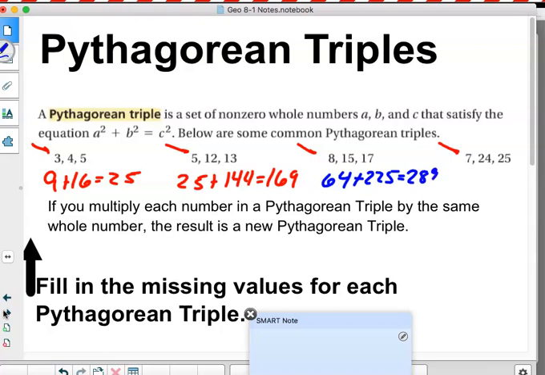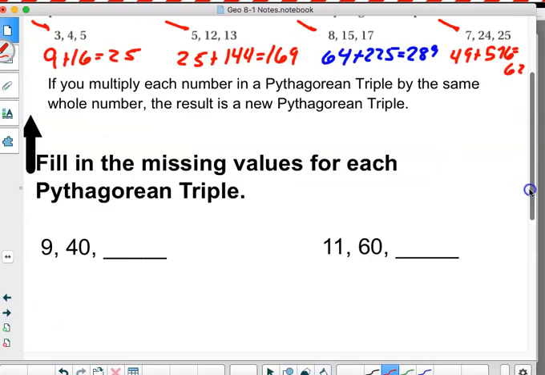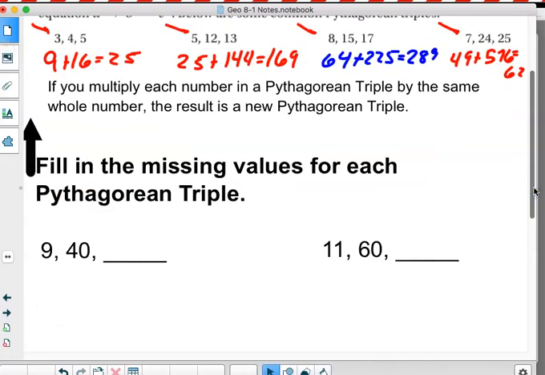And then I've got 49 plus 576 is equal to 625. So those are all examples of Pythagorean triples. These are values that work in the Pythagorean theorem.